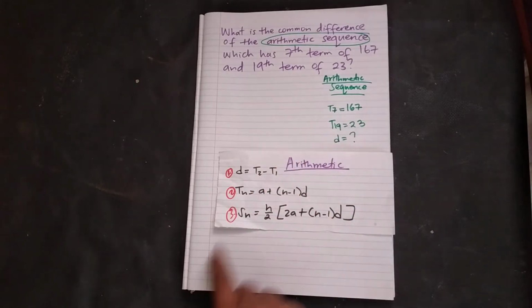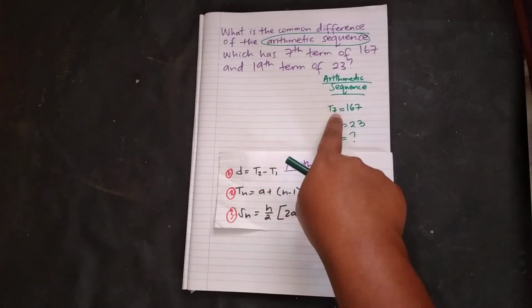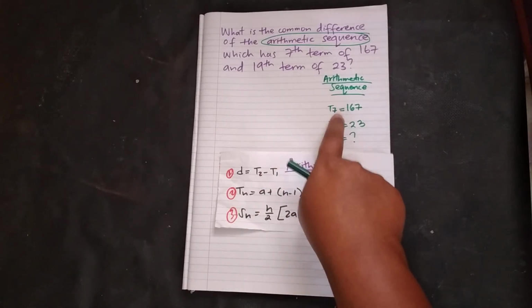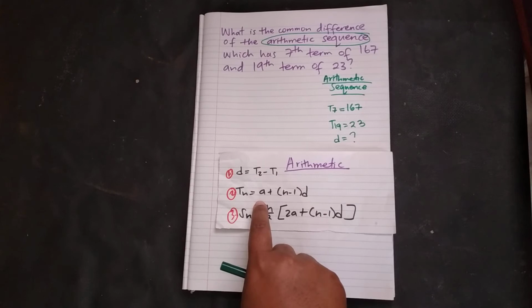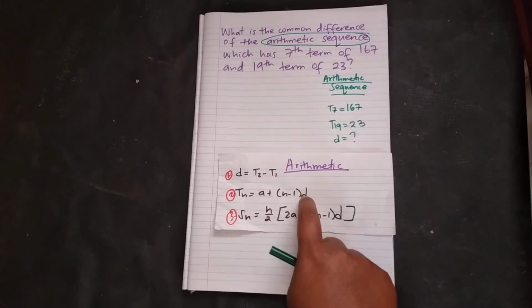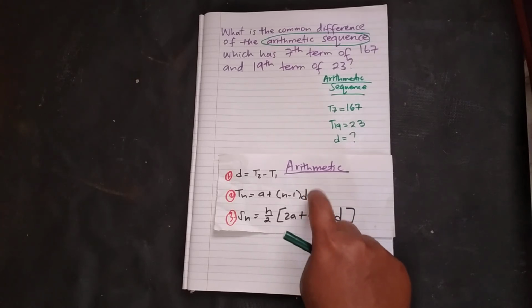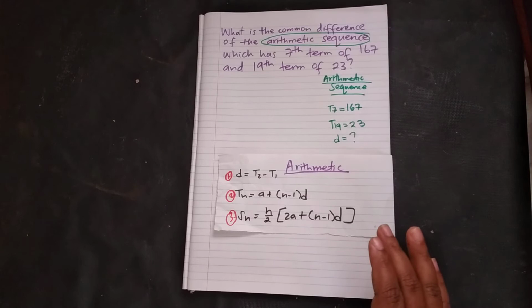We go to the second formula. Tn equals A plus (n minus 1)D. Tn, some values of nth term are there, T7 and T19. A, we don't know our A. Our n, we will know our n from here. And we are looking for D. So that means we can use this formula. We can use the second formula. That is the term formula.